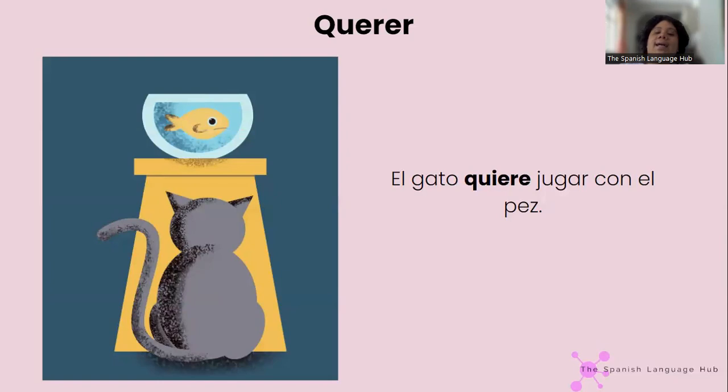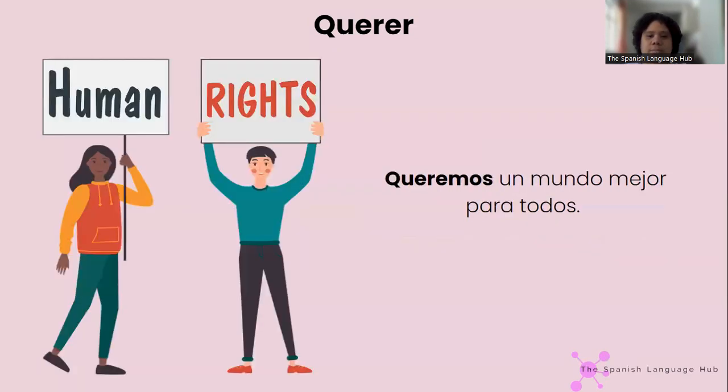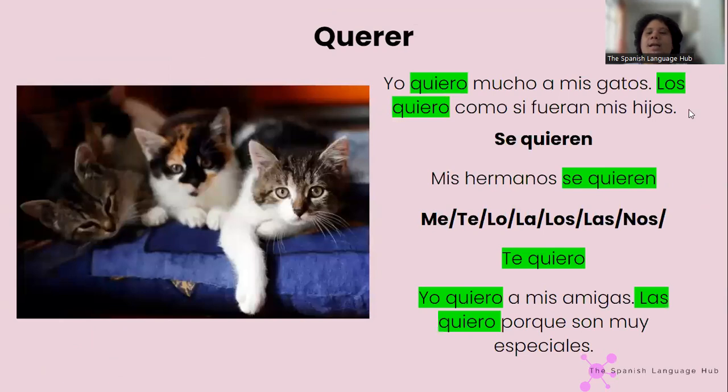Más ejemplos. El gato quiere jugar con el pez. The cat wants to play with the fish. Queremos un mundo mejor para todos. We want a better world for everybody. And now when we talk about affection, love and affection. Yo quiero mucho a mis gatos. Los quiero como si fueran mis hijos. So I love my cats very much. I love them as if they were my kids. Okay?